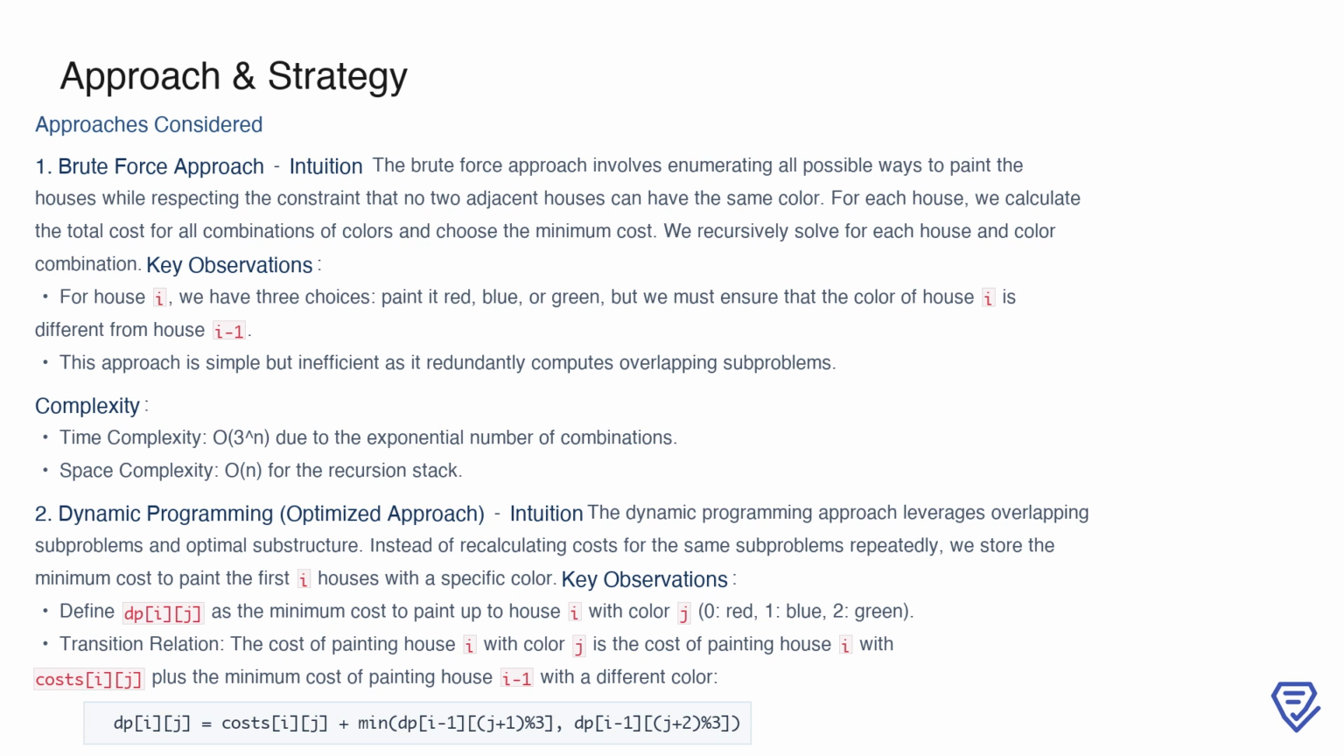Instead, we can use a dynamic programming approach to improve efficiency. Here, we store partial results to avoid redundant calculations. The key idea is to define dp[i][j] as the minimum cost to paint up to house i with color j. The transition relation captures how the cost of painting a house depends on the cost of painting the previous house with a different color. Specifically, the cost for house i with color j equals costs[i][j] plus the minimum cost of painting house i-1 with any of the other 2 colors. This systematic approach leverages overlapping subproblems and optimal substructure to minimize computational effort.